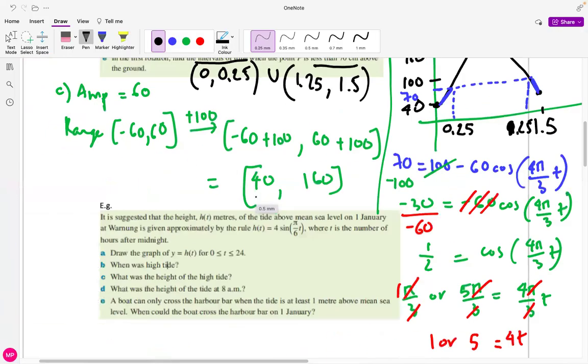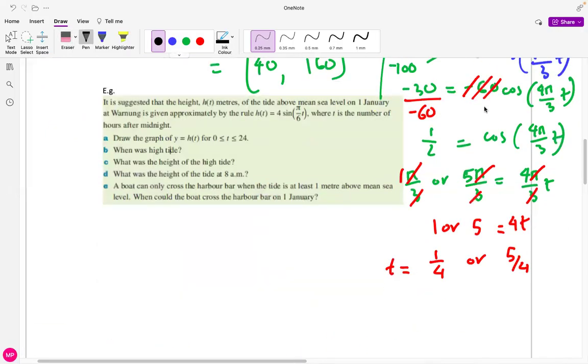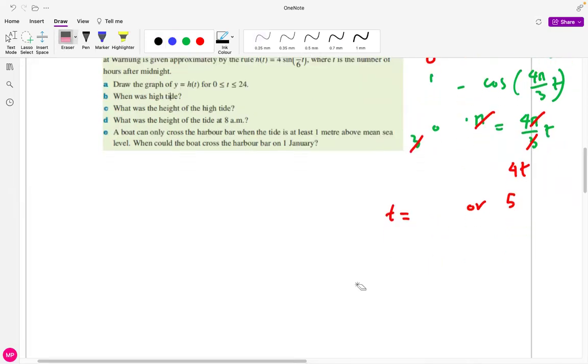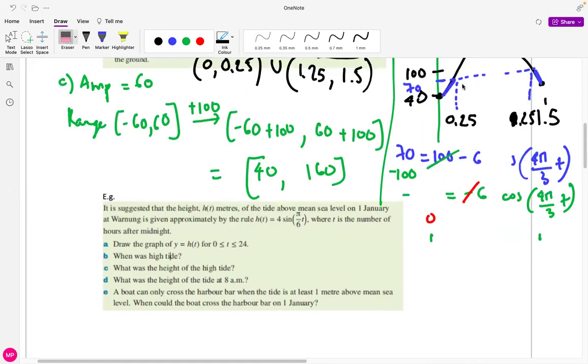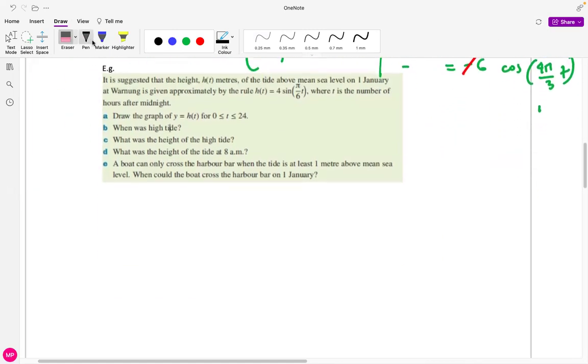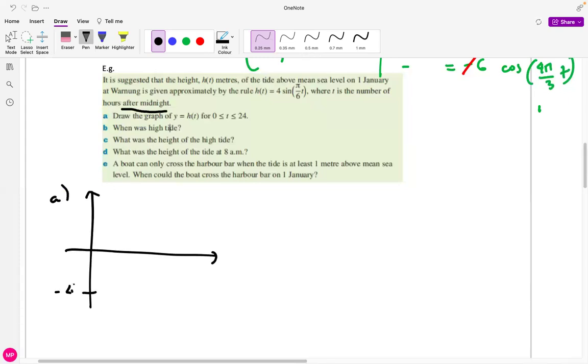So here we do have another example, which is a really typical question about the tide. All right, now let's get started on this. So here I have h is the height of the tide above the sea level or below, and t is the time, the number of hours after midnight. Okay, now the question: I draw a graph with the domain given. So with this, I look at my amplitude is 4, so I go from -4 to 4.